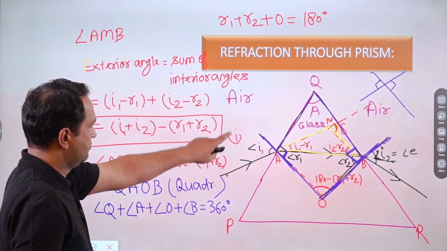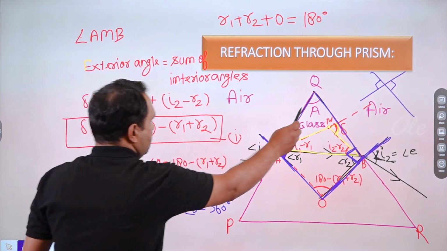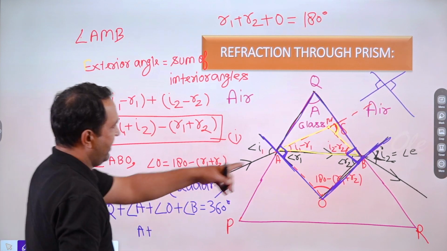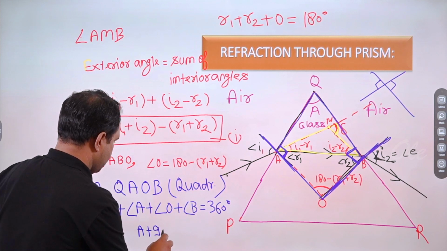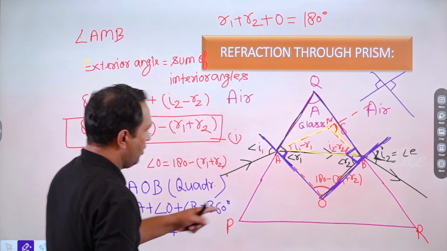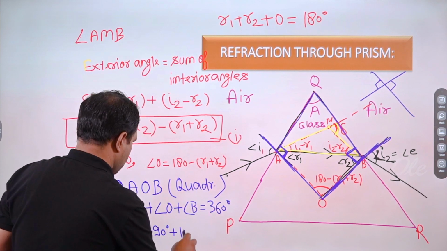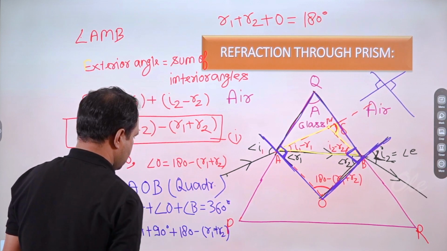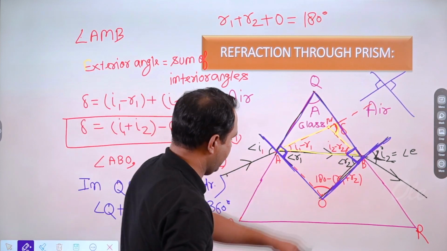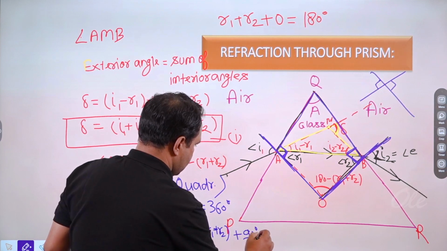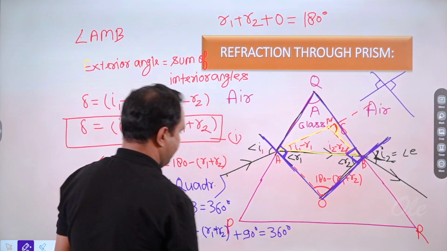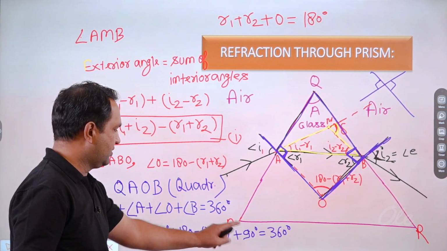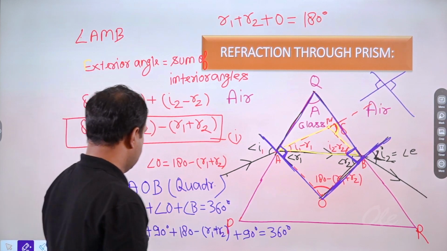Hence, let's see. Q is equal to, put the value, A plus 90 degrees plus O, which is equal to 180 minus R1 plus R2, right? Plus B, which is again 90 degrees, is equal to 360 degrees. So 90 plus 180 plus 90 is equal to 360 degrees. Got it?